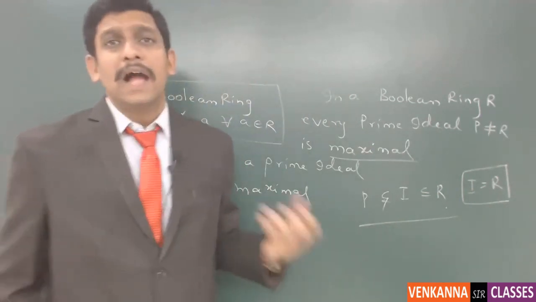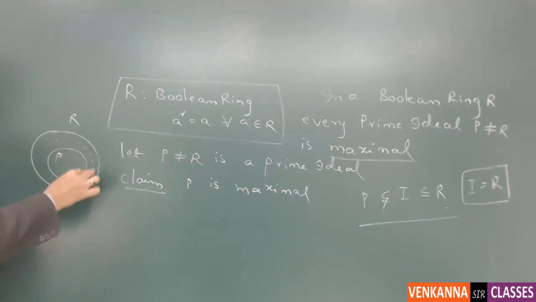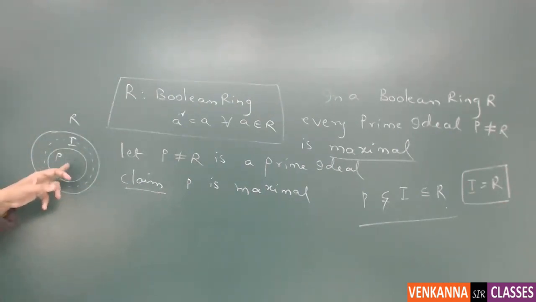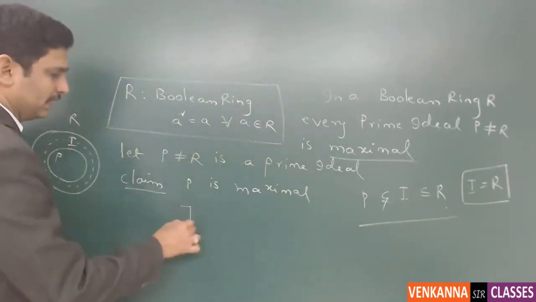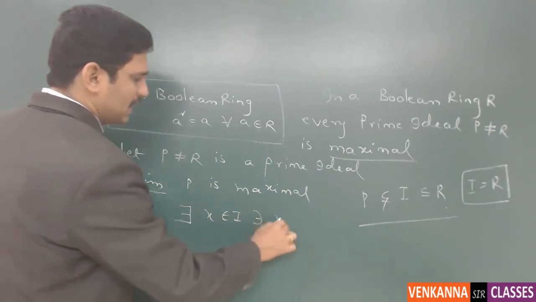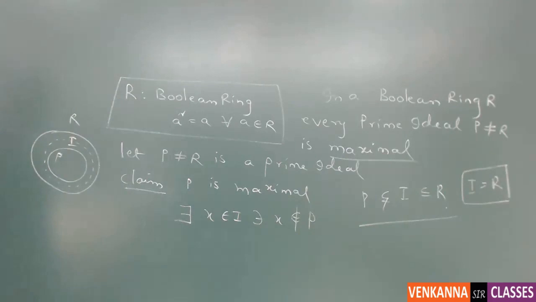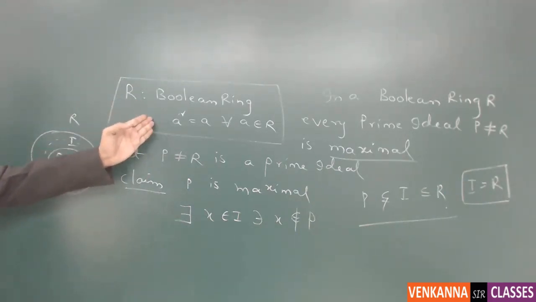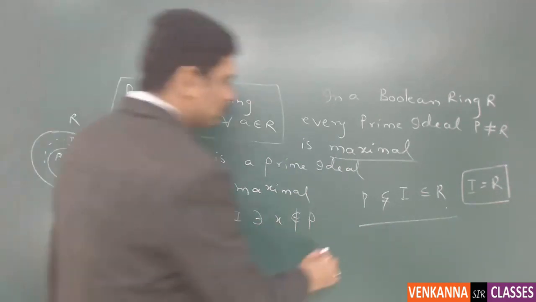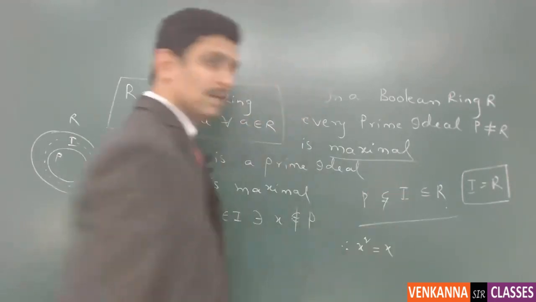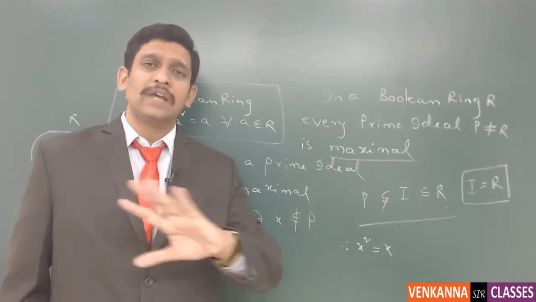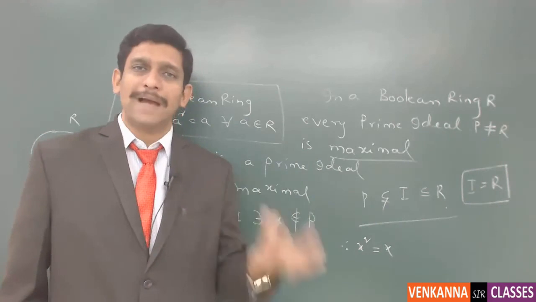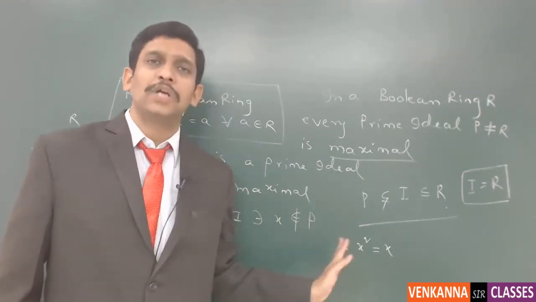So this is our hypothesis. I is any other ideal of R such that P is a proper subset of I and I is a subset of R. From this we can say that there is an element in I which is not in P. So there exists an element x belongs to I such that x is not in P. Since the ring is Boolean, whatever element you consider, this property holds. So you can write that x square equal to x. Please understand that whatever property you prove in abstract algebra is applicable for every type of structure: numbers, polynomials, matrices, everything. So x square is equal to x that you have taken here.